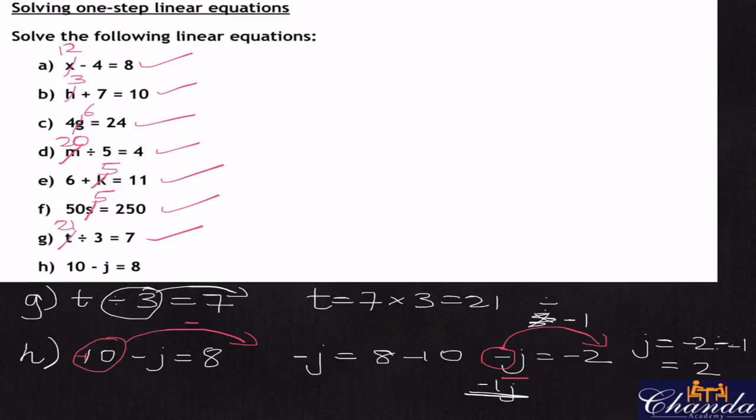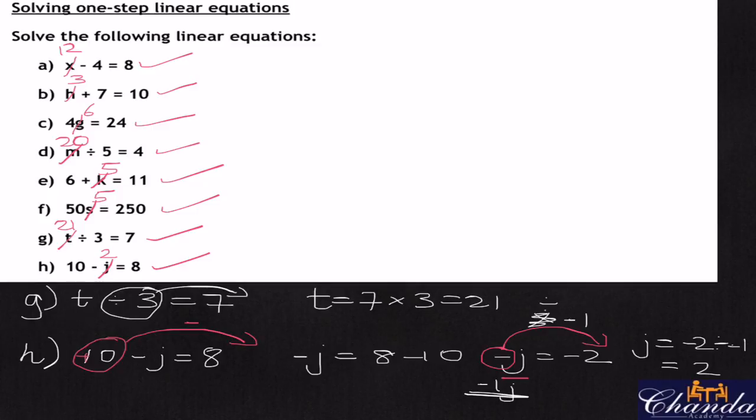Now again, if we were to replace the j here with a 2, we do in fact get a positive 8. Now the reason this is not a one-step equation is because we needed to do 2 steps. We had to go through 2 different steps in order to get the final answer.